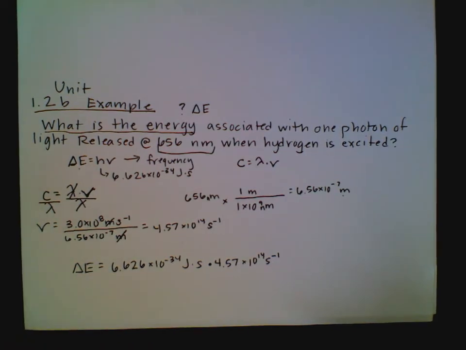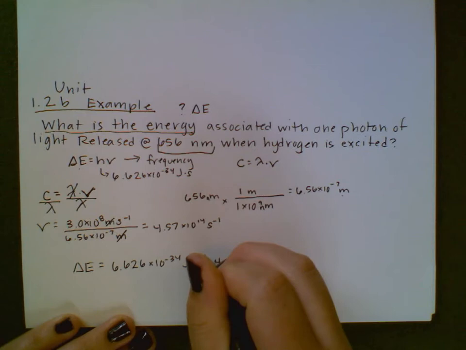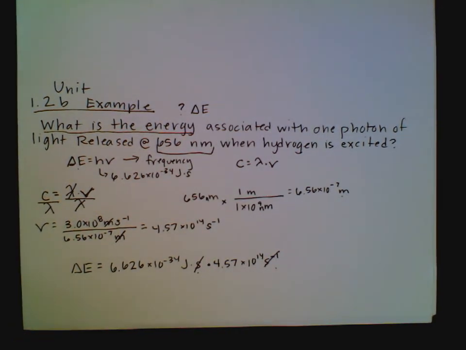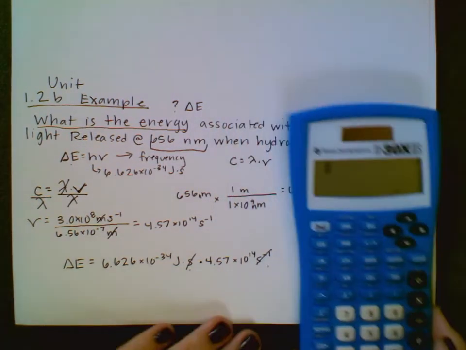What ends up happening is if I multiply seconds times seconds to the negative 1, they cancel each other out, and I'm left with joules, which is that unit we talked about for energy. So I'm going to multiply these two things together, and we'll get our answer.